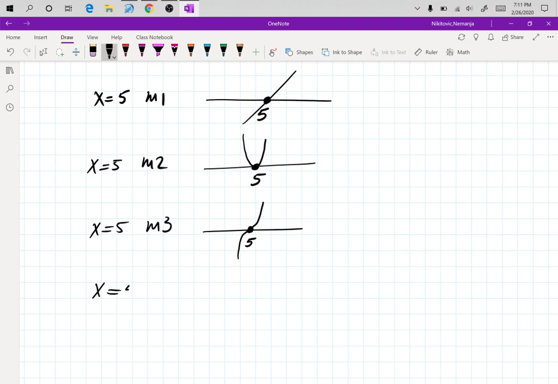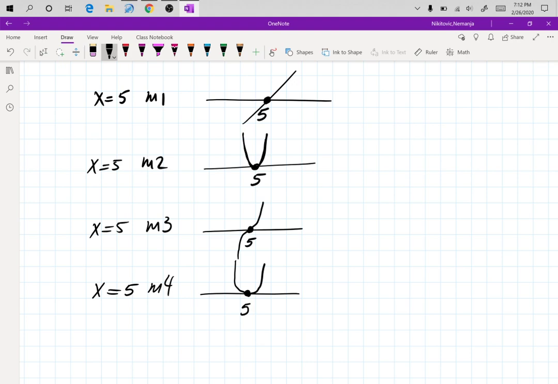X equals 5, multiplicity 4 is going to do what? Same thing as 2, except it's going to be wider, right? Because it hangs longer around this one. So instead of going, see how this one 5 goes straight up, right away bounces off. This one is going to come in, hang around a little bit, and then bounce off.